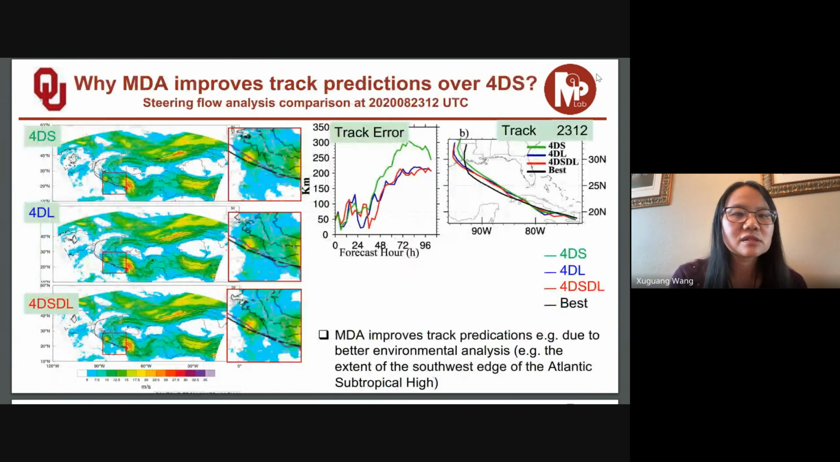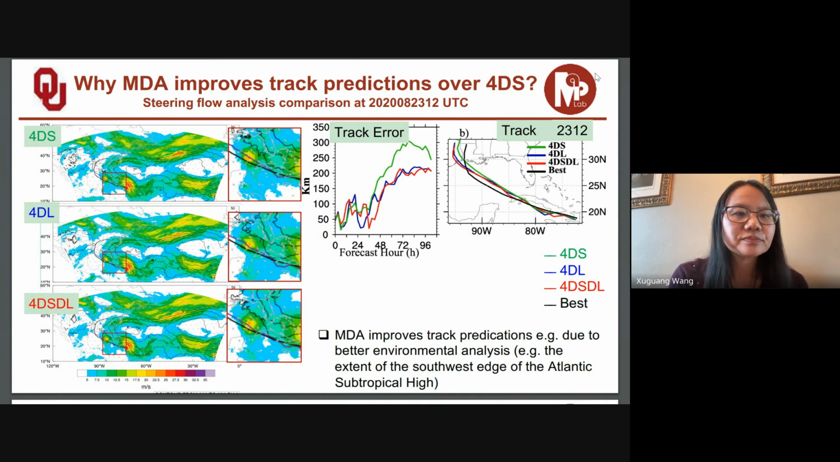Next, please. We also look at a case study to understand why the track is improved over the 4DS approach. Basically, for this particular example, we found MDA is able to improve the large-scale environment. Here, specifically, it is the extent of the southwest edge of the Atlantic subtropical high. This turns out to be important to steer the hurricane track towards the best track.